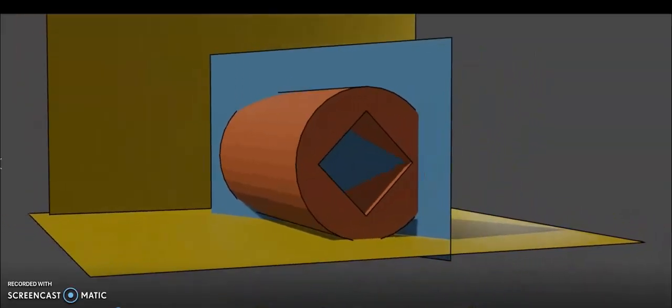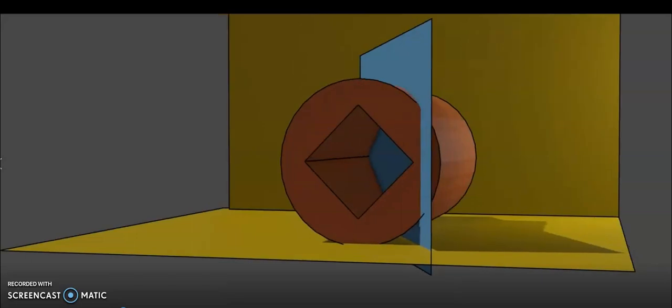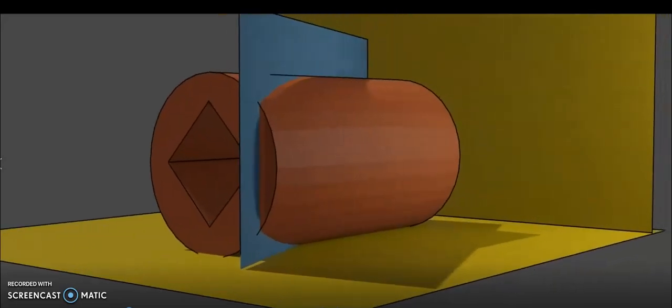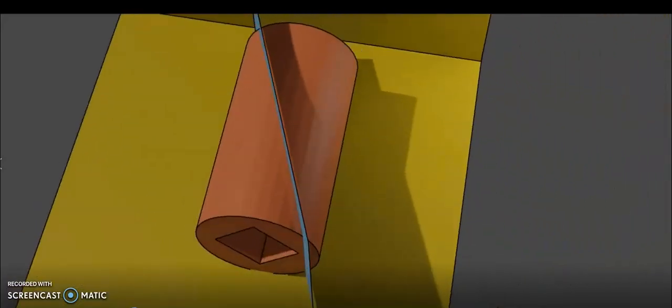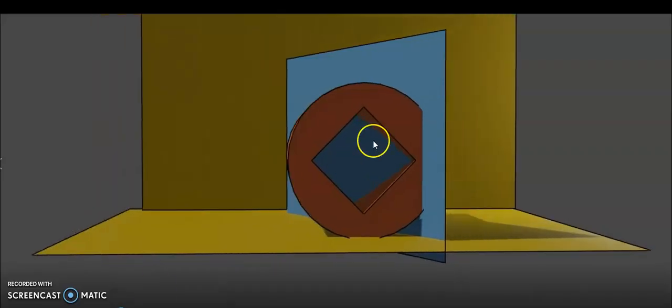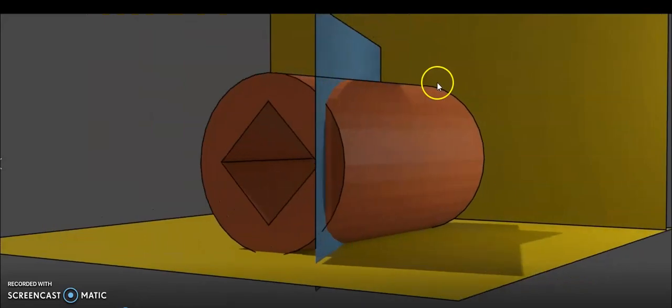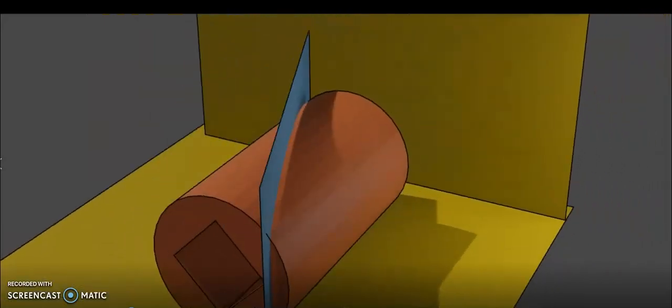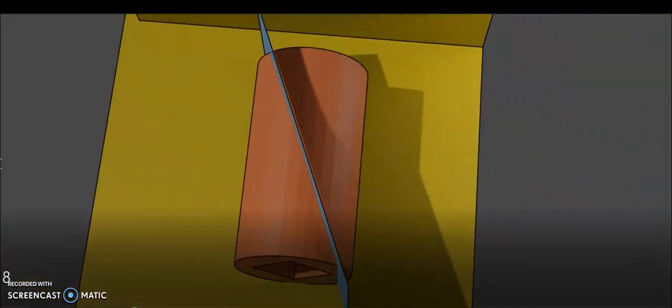We can watch again. It is having a square hole inside. The angle of the cutting plane is 60 degree with the VP. This angle is 60 degree.